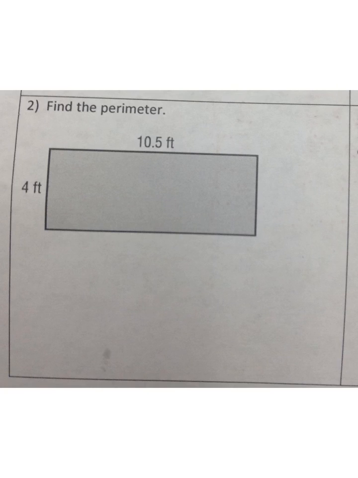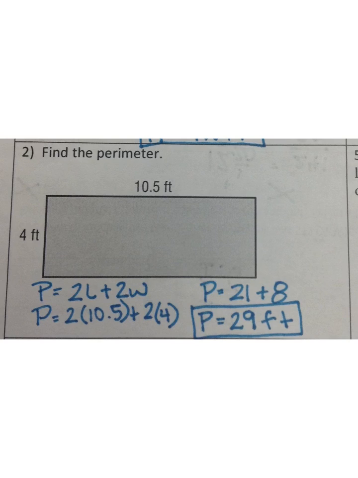Number 2, now you're finding the perimeter, so the distance around the outside. Okay, so perimeter is 2 times the length plus 2 times the width. And so I went ahead and substituted my values. And then 2 times 10.5 is 21, and 2 times 4 is 8, and 21 plus 8 is 29 feet.